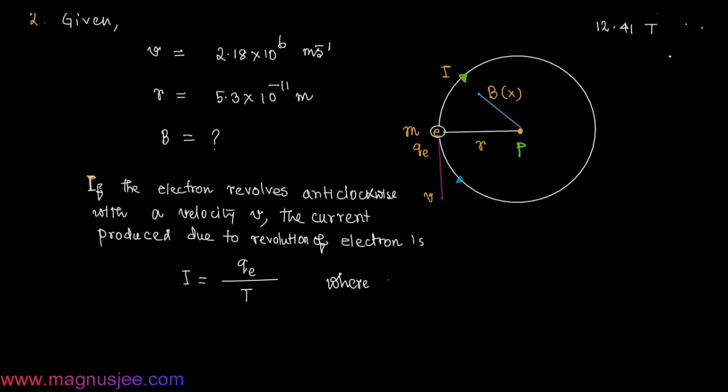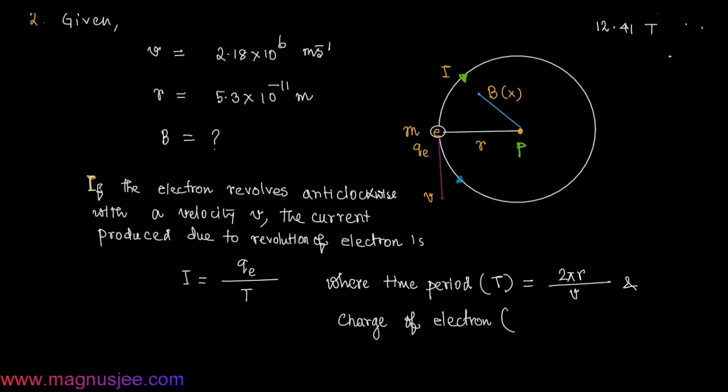If the electron revolves anticlockwise with a velocity v, current produced due to the revolution of electron will be I equal QE by T, where the time period will be 2 pi r divided by v, and charge of electron QE is minus E. Therefore, I will be equal to E divided by 2 pi r divided by v.